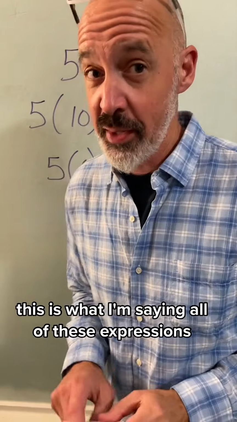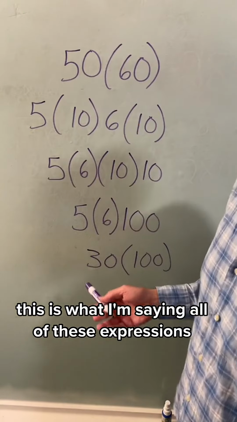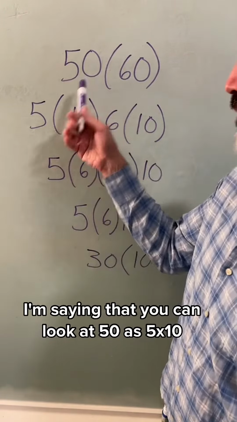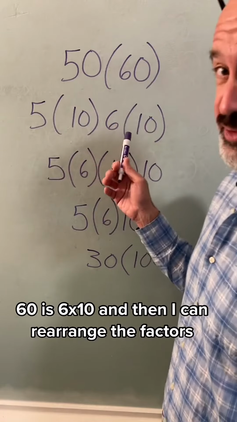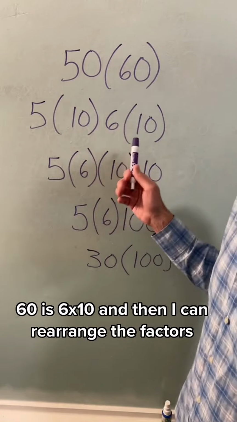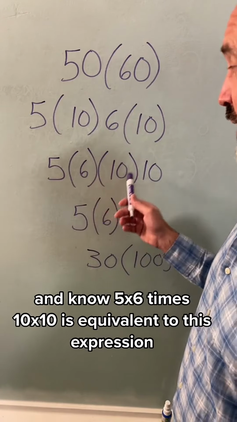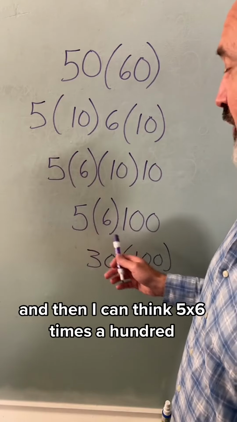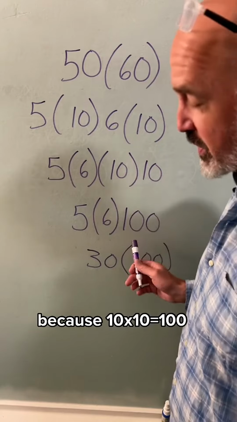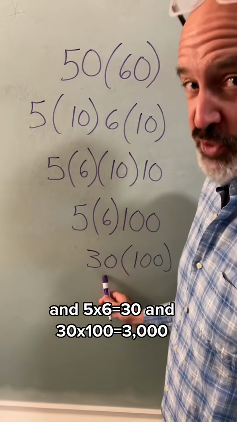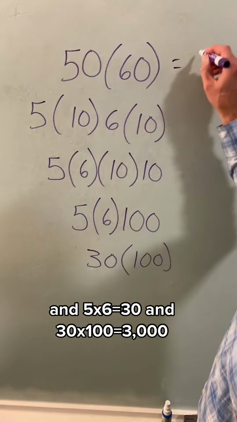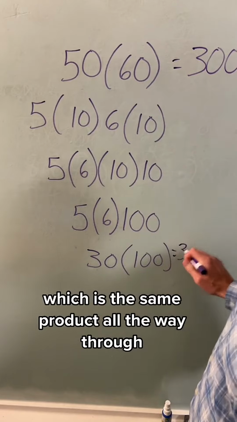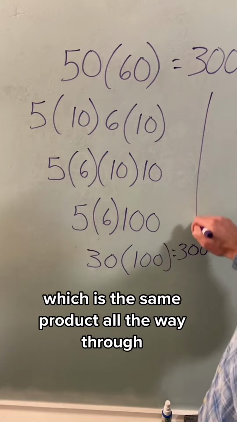So this is what I'm saying. All of these expressions are ways of thinking about 50 times 60. I'm saying that you can look at 50 as 5 times 10, 60 as 6 times 10, and then I can rearrange the factors and know 5 times 6 times 10 times 10 is equivalent to this expression. And then I can think 5 times 6 times 100 because 10 times 10 is 100, and 5 times 6 is 30, and 30 times 100 is 3,000, which is the same product all the way through.